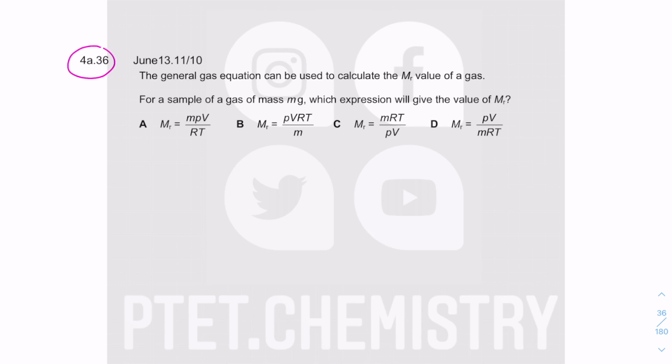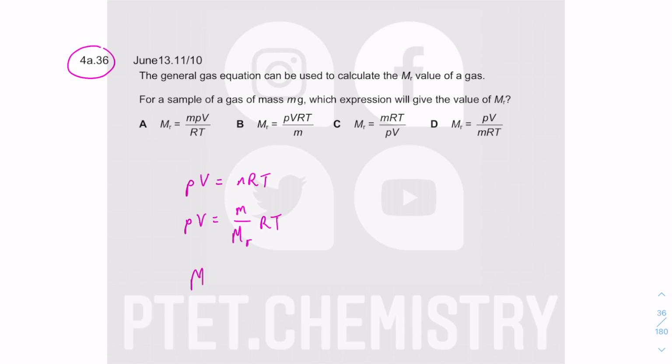We started out with PV equal to nRT, where n is the number of moles. So I can express it in terms of mass over the molecular mass times RT. So this is going to be the moles of the gas if you know the mass of the gas, which is mass in m gram. So the mass is m gram and the Mr is going to be gram per mole.